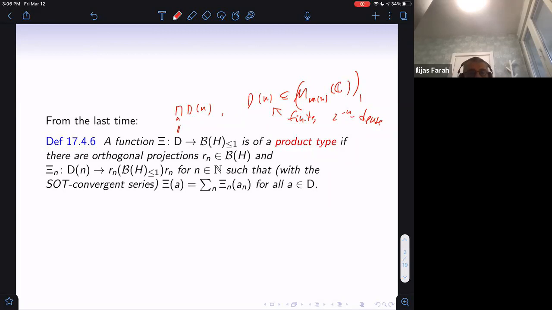If there is function from each D of n into some corner of B of H, and those corners are required to be orthogonal, so there is no interaction between them, and theta, the image of any A, is obtained as sum of images of ANs. Here, A is equal to the sequence of ANs, so each AN belongs to D of n. So you just map each coordinate separately, and then at the end put them together, and that's the image. This series here is strongly convergent automatically because those projections are orthogonal and because everything goes into the unit ball.